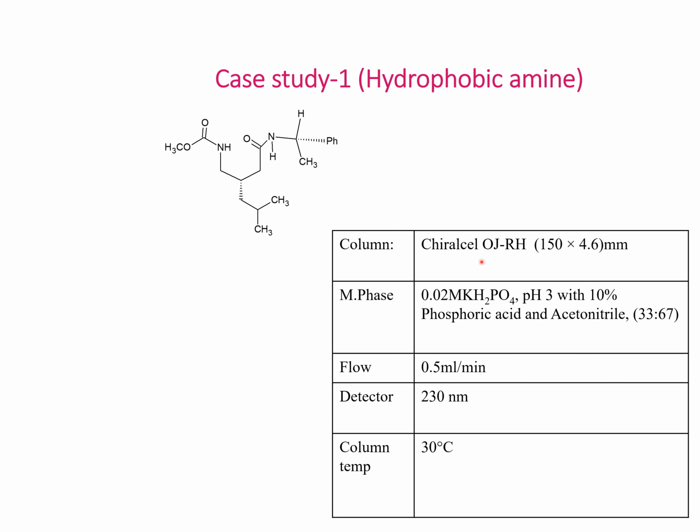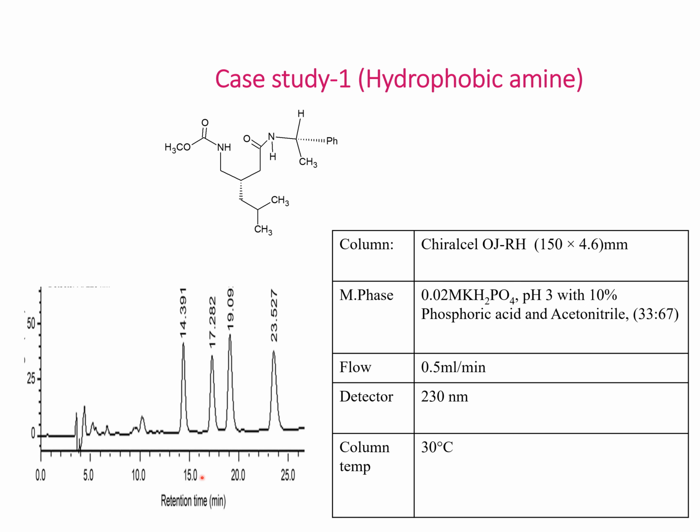Now see in which condition all 4 isomers of this hydrophobic amine are getting separated. In this chromatographic condition, all the 4 isomers of this hydrophobic amine are getting separated. There is baseline separation between each isomer.